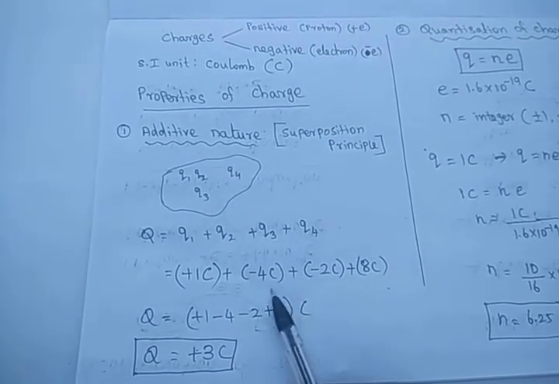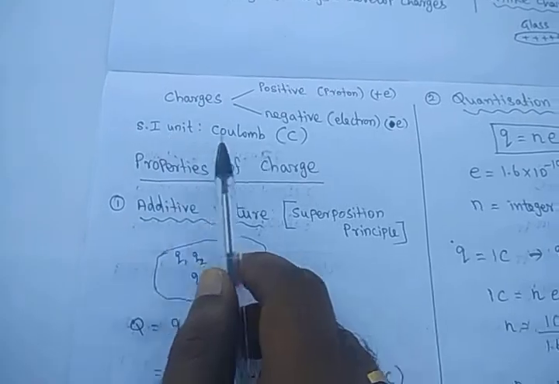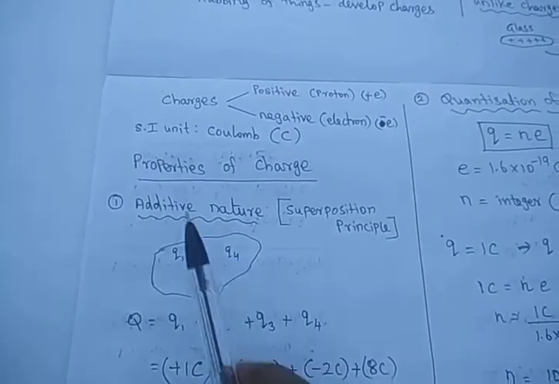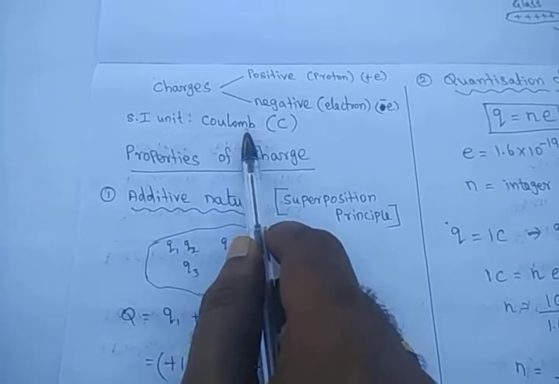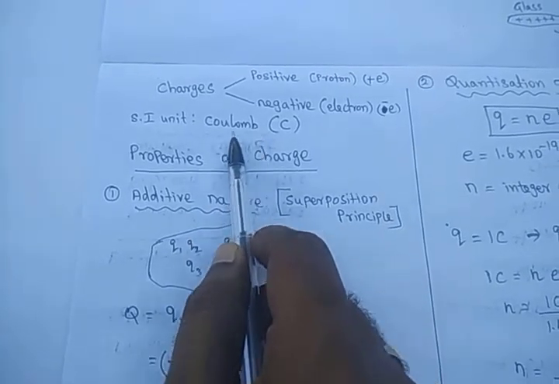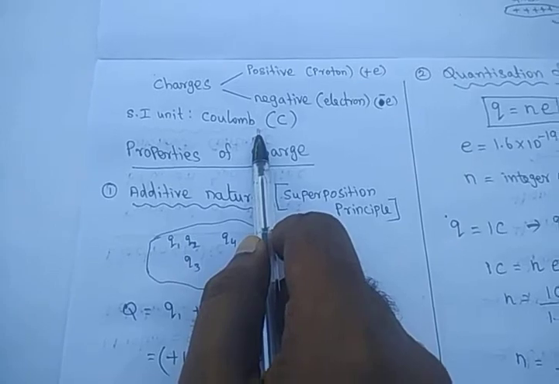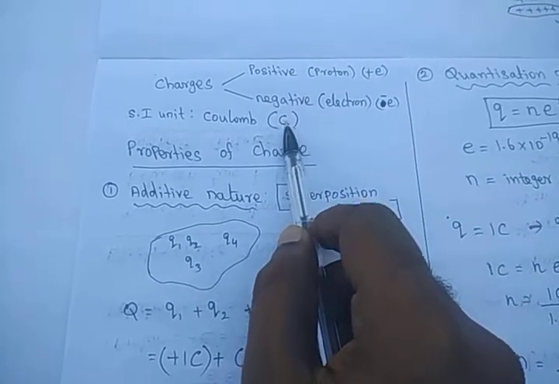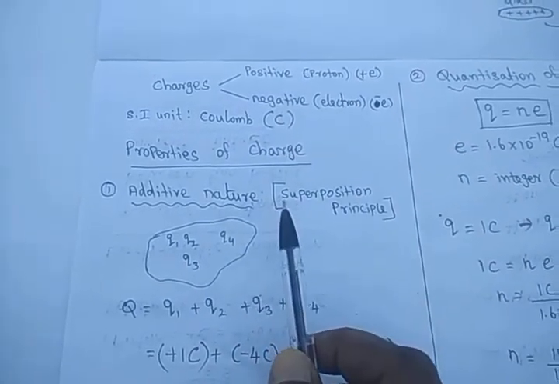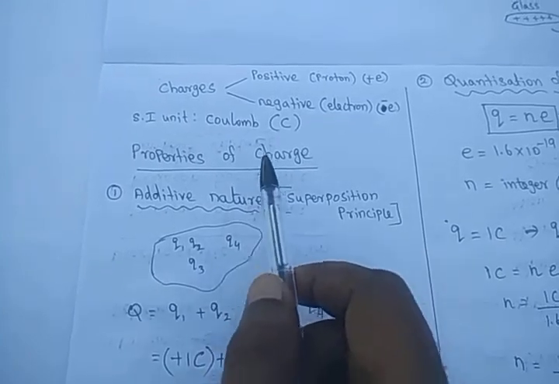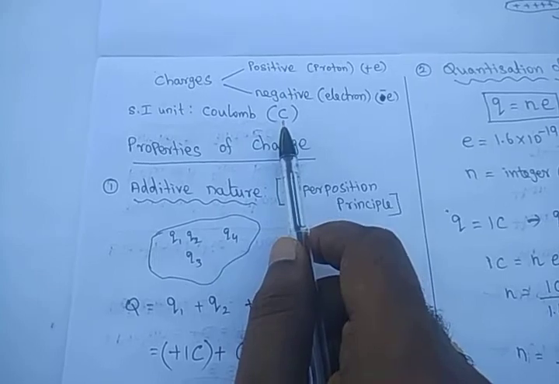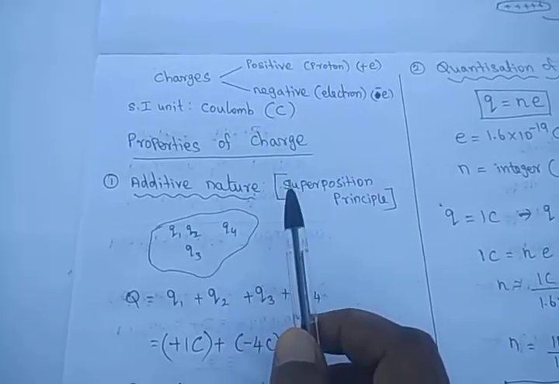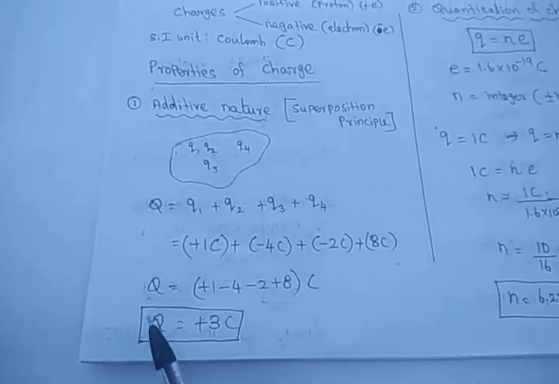Let us see what this coulomb is. This coulomb is the SI unit of the charge. So what is the SI unit of charge? It is coulomb. We should write it only in small letter. Coulomb is a scientist's name. We should write the unit in small letter, but the symbol will be only in capital letter. Similarly, for force we can write newton. Newton should be written only in small letter, but the symbol of newton, N, can be written only in capital letter.